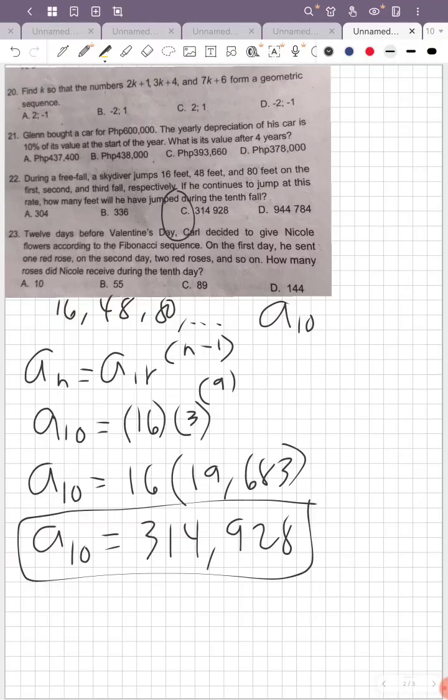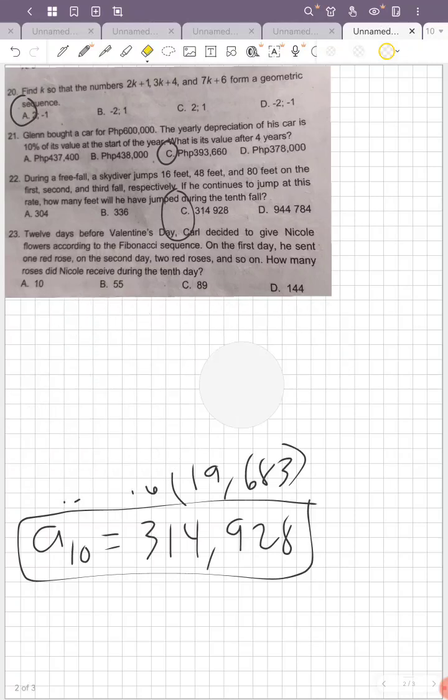Again, the first is A, then the second is letter C, then the number 22 is letter C again. Okay, let's try number 23.